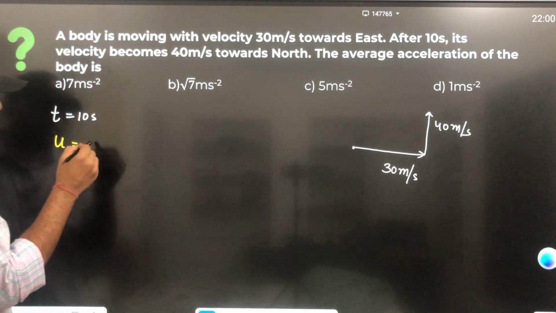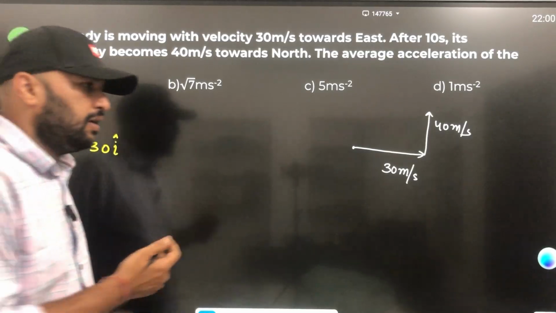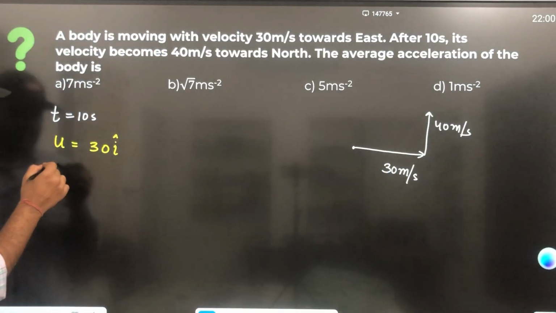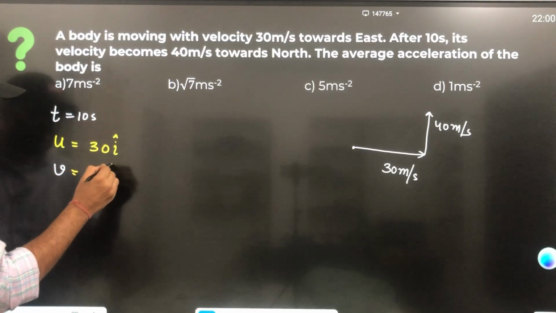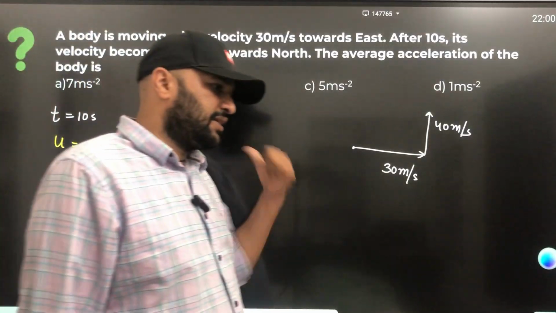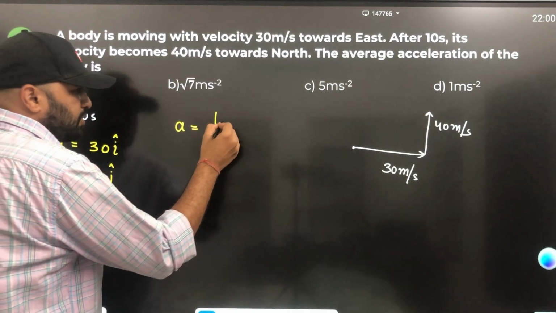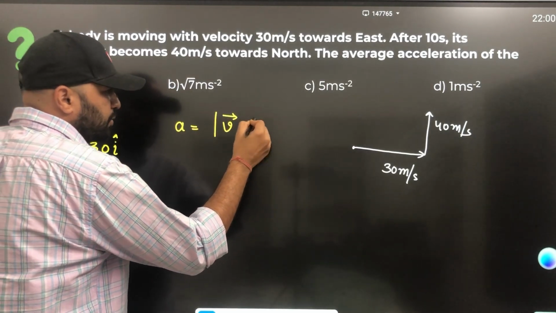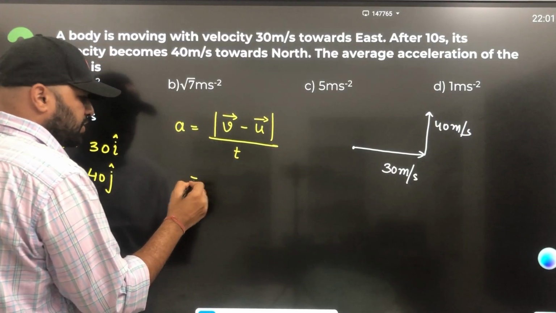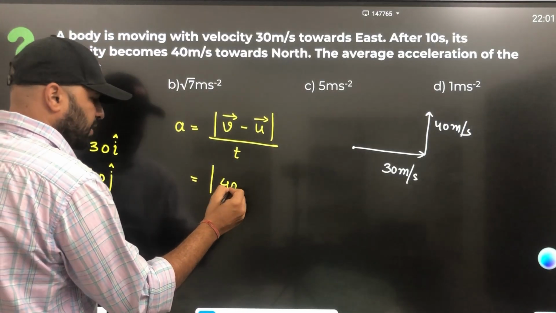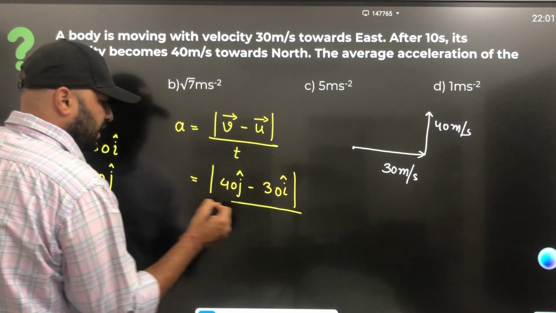So our initial velocity, I am assuming, is 30 i cap, right? What is i cap? Along the right hand side, positive x-axis. Similarly, we can think of 40 j cap. I hope this is clear. Final velocity is 40 j cap, and this is happening in 10 seconds, right? So acceleration will be equal to the magnitude of v minus u, whole divided by time taken, right? So v is how much? v is nothing but 40 j cap minus 30 i cap, whole divided by 10.